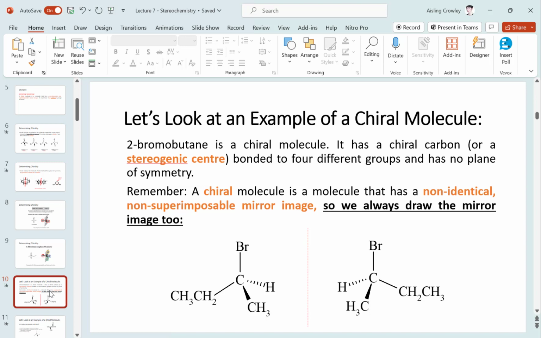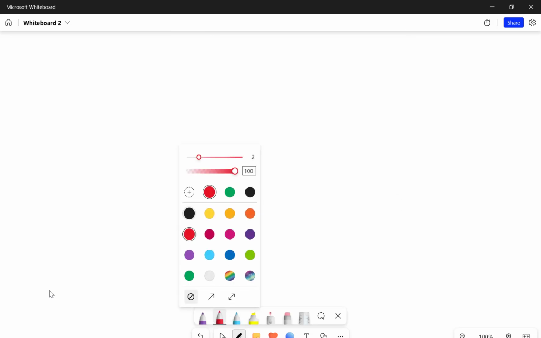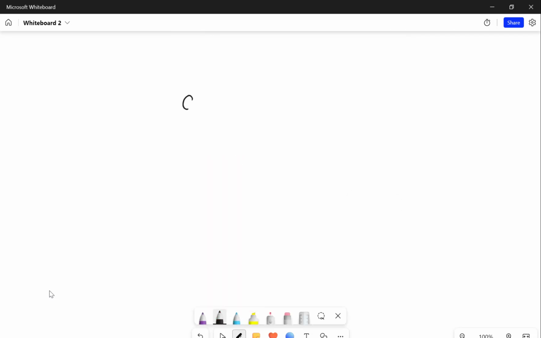So again, we're drawing 2-bromobutane. I'm going to just come up here. So I can draw 2-bromobutane the way I'd normally draw any molecule first. So butane tells me I have 4 carbons in a row. 2-bromobutane tells me I have a bromine here. Everything else is a hydrogen. So we should be very comfortable at this part.